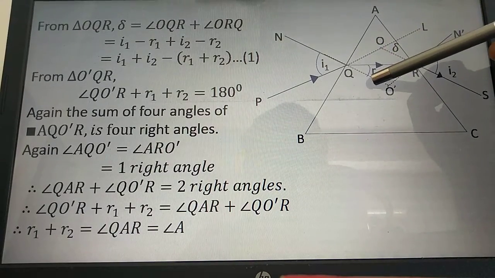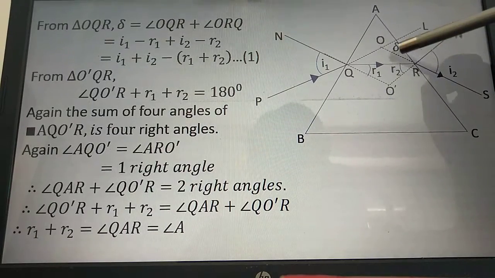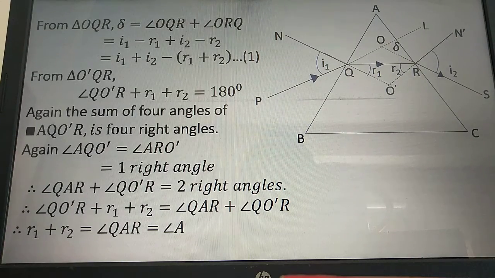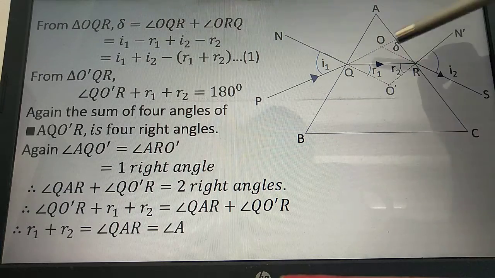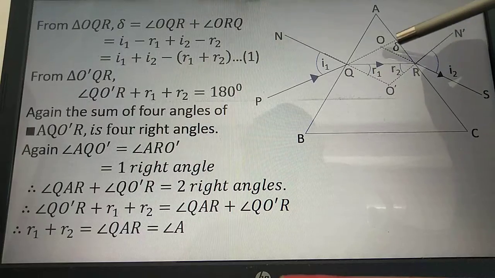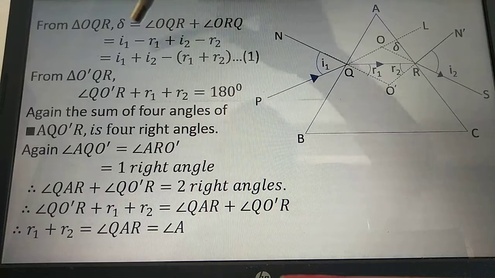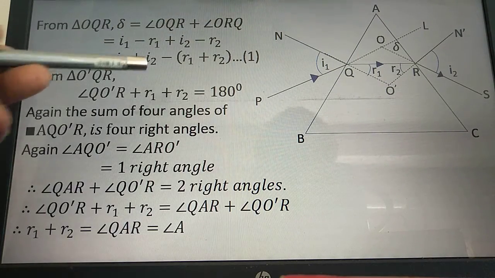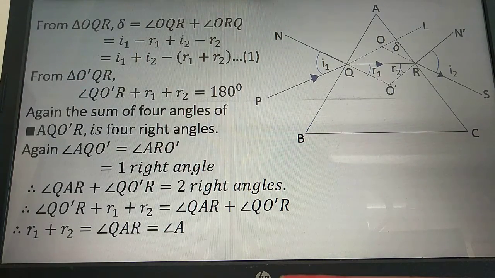This angle OQO prime is also I1 because it is a vertically opposite angle. Similarly, this angle is I2, so the angle ORO prime is also I2. If we subtract R1 from I1, we get OQR, that is I1 minus R1. Similarly, we get ORQ is equal to I2 minus R2. So we write delta is equal to I1 plus I2 minus R1 plus R2. That is equation number 1.